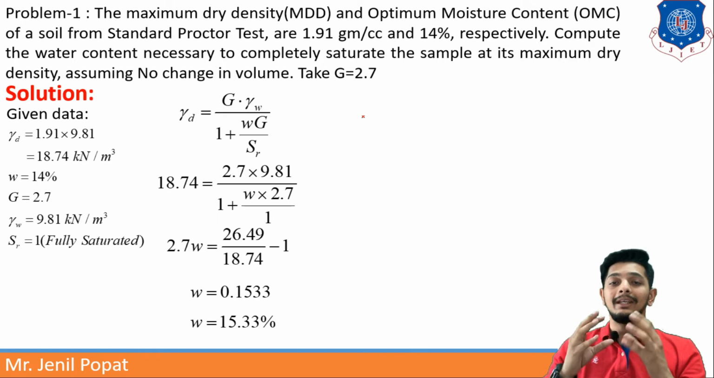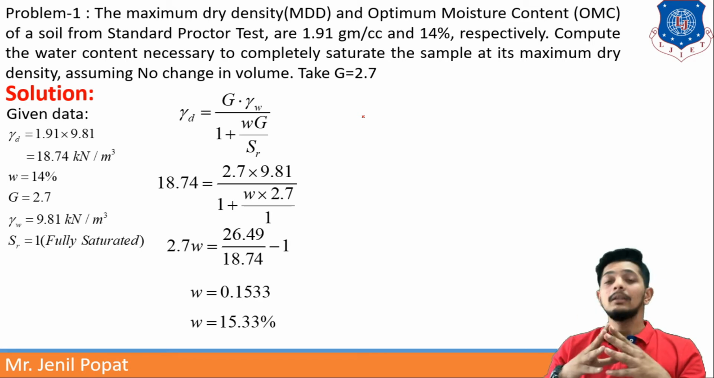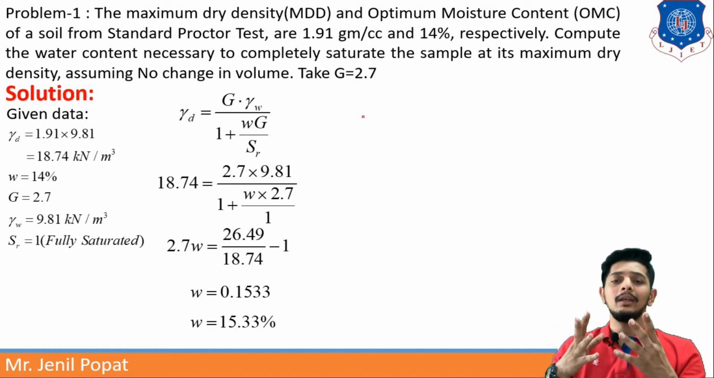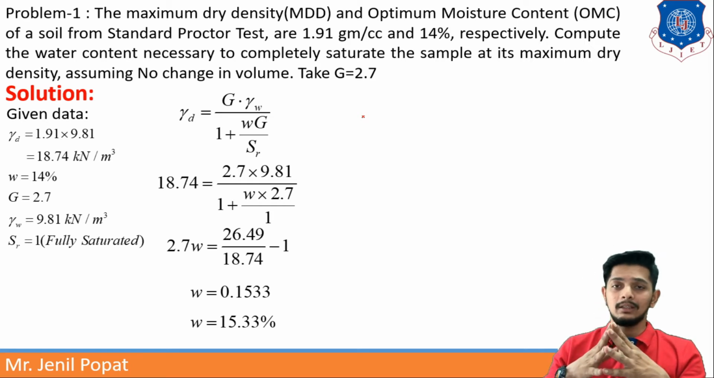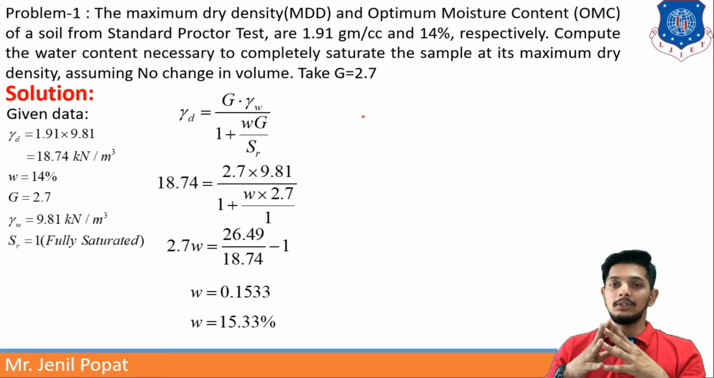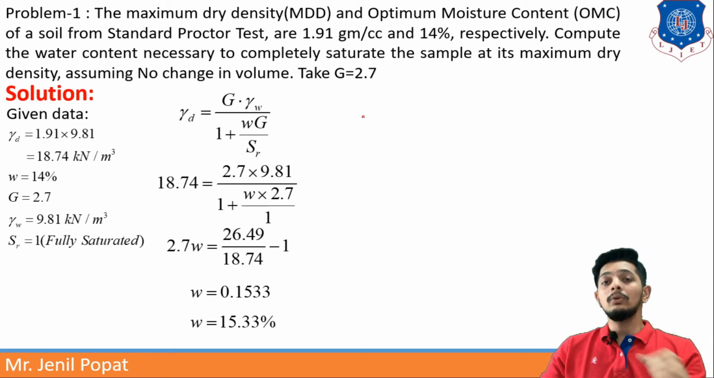Now this numerical is not just for the sake of a numerical, it is a field problem. If you have taken a soil sample from the field and you have procured it with SPT, standard Proctor test, and the results are like this, suppose 2 gram per cc and 15% are the MDD and OMC, then if you want to make it fully saturated, you have to calculate the water content for that, and from that you can idealize the situation at that site. So that is how you should understand and analyze the problems, not just for the sake of marks. I hope you are clear with that. Let us move to the next problem.